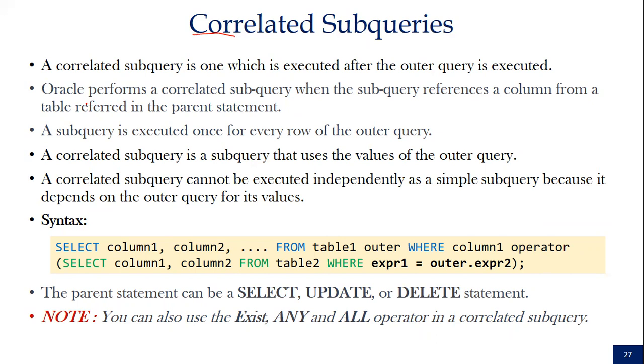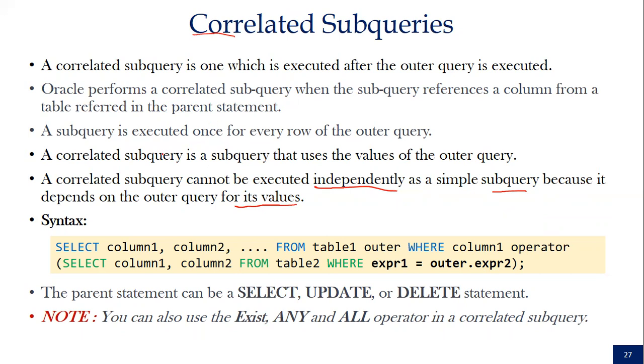But in the correlated subquery, it uses the values of the outer query. It means we have to execute the outer query and then take the values from the outer query to execute the subquery. The correlated subquery cannot be executed independently as a simple subquery. Is that okay? Because it depends on the outer query for its value. So this is the basic difference between the subquery that we have discussed above and this correlated subquery.